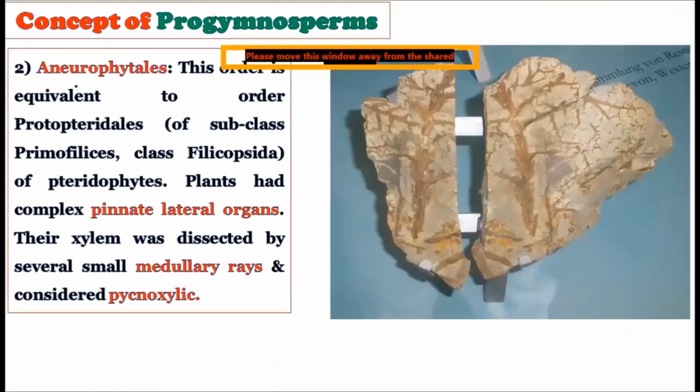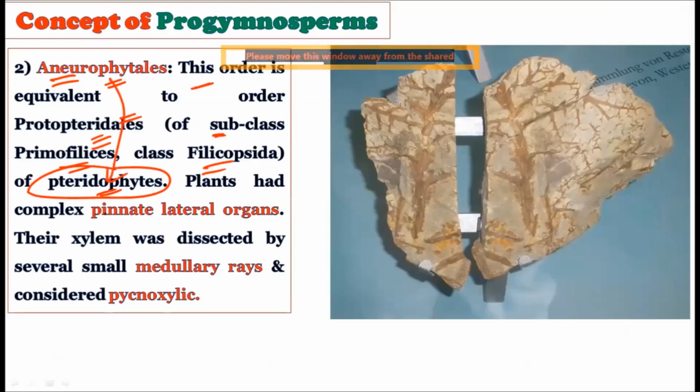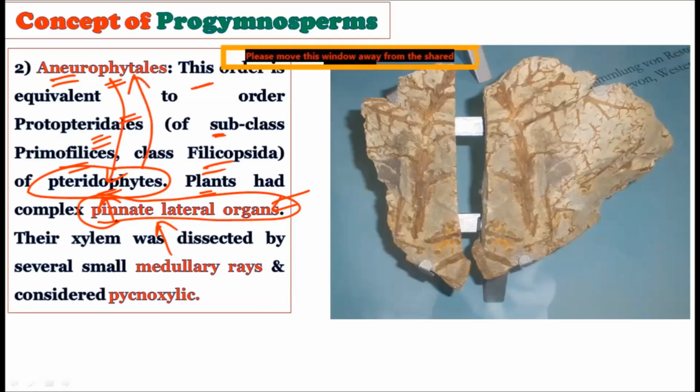Now consider the second one, called the Aneurophytales. See, this order is equivalent to the order Protopteridales, which is in the subclass Primofilices of the class Filicopsida of the pteridophytes. Again, these Aneurophytales were also comparable with the pteridophytes because they show some similarities in structural form with the pteridophytes. Now the plants had very complex pinnate lateral organs. As we have just seen, pinnate lateral leaves were present in the gymnosperms. So this characteristic of pinnate lateral organs is comparable with the gymnosperms, but still there are reproductive methods which are comparable with the pteridophytes only.